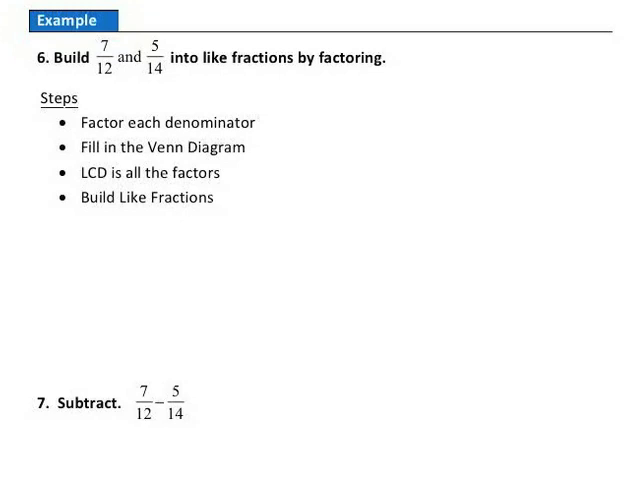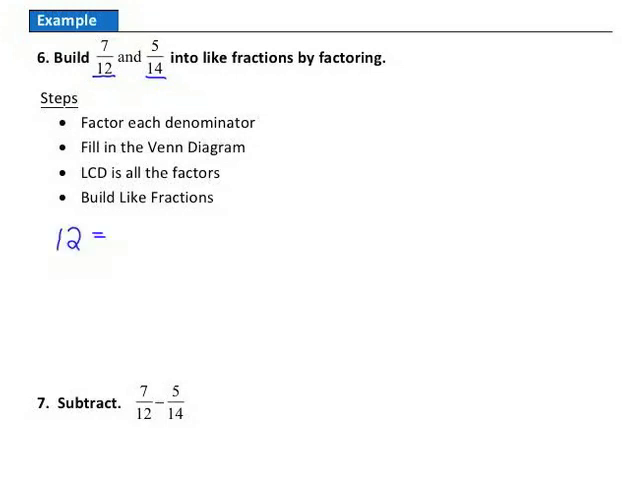Example 6. Build 7/12 and 5/14 into like fractions by factoring. Well, let's take a look at these two denominators, 12 and 14. Those are difficult denominators to work with, so it is going to take us a few steps to find our common denominator here. So here are the steps. The first thing we want to do is factor each denominator.